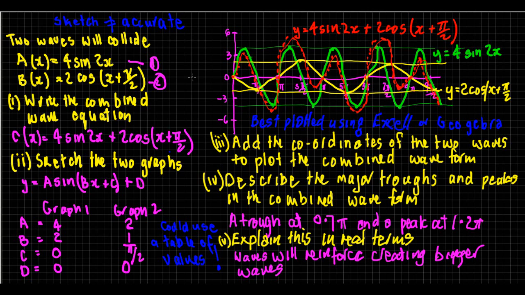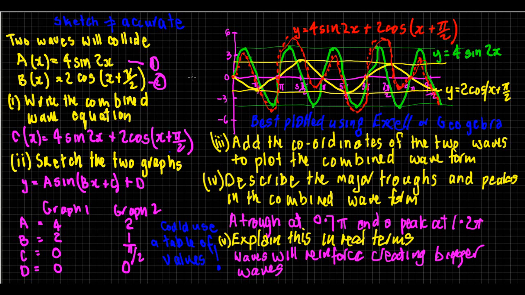So the first thing we need to do is to write down the combined waveform. That's just where we add the two together. So C of x, the combined waveform, would be 4 sin 2x + 2 cos(x + π/2). And you can see on the diagram that I've plotted the two graphs, and I've also plotted the combined waveform, which is where the two get added together. And this can be done by just adding them together and seeing what happens at each instance.